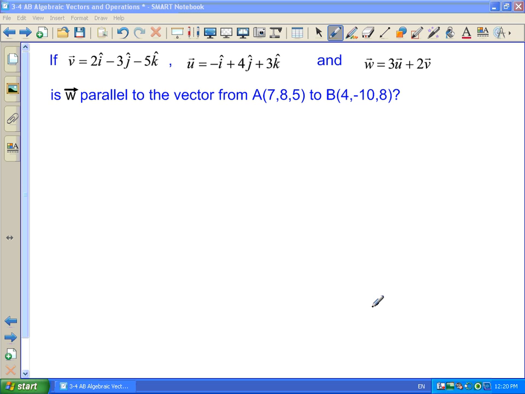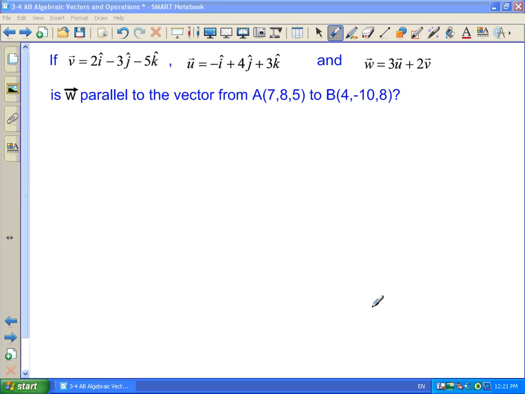And the question we ultimately want to answer is, is this new vector we create, w, parallel to the vector that runs from A to B, where A is given by the coordinates 7, 8, 5, and B is given by the coordinates 4, negative 10, 8. So we're going to have to do a couple of different things in this question in order to answer the big question at the end.